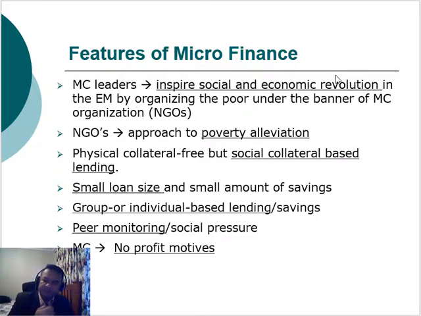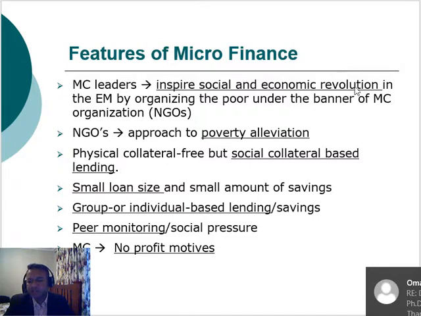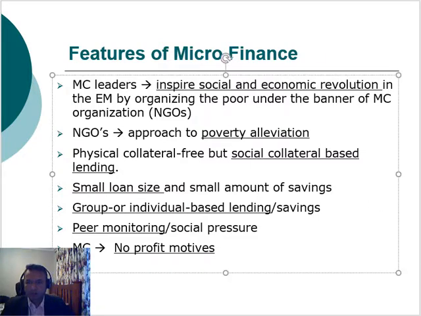Another feature of the microfinance institution is that it provides group or individual-based lending or savings. Microfinance provides group-based as well as individual-based loans to its clients. There is social collateral and group collateral, which is a peer group monitoring system. And another main feature of the microfinance institution is that they are not for profit. The motivation is not profit generation.